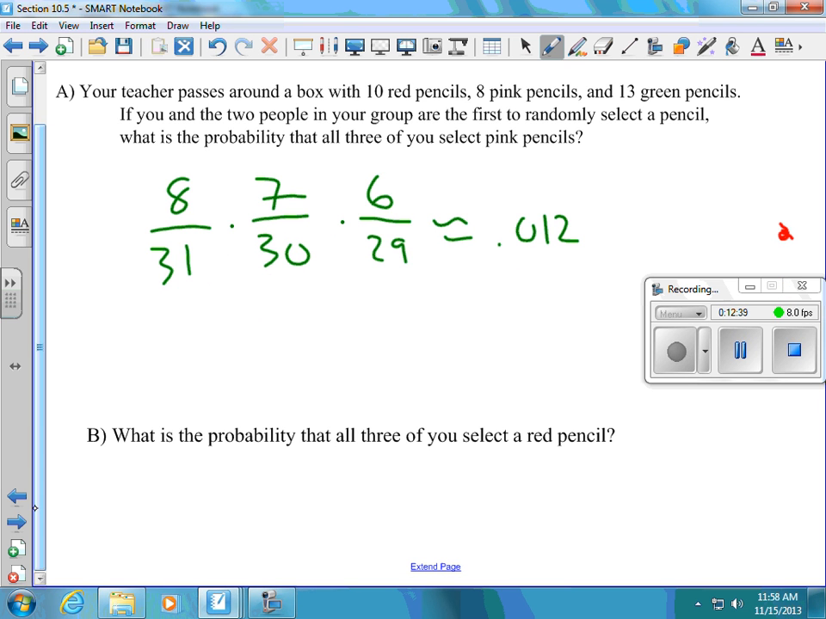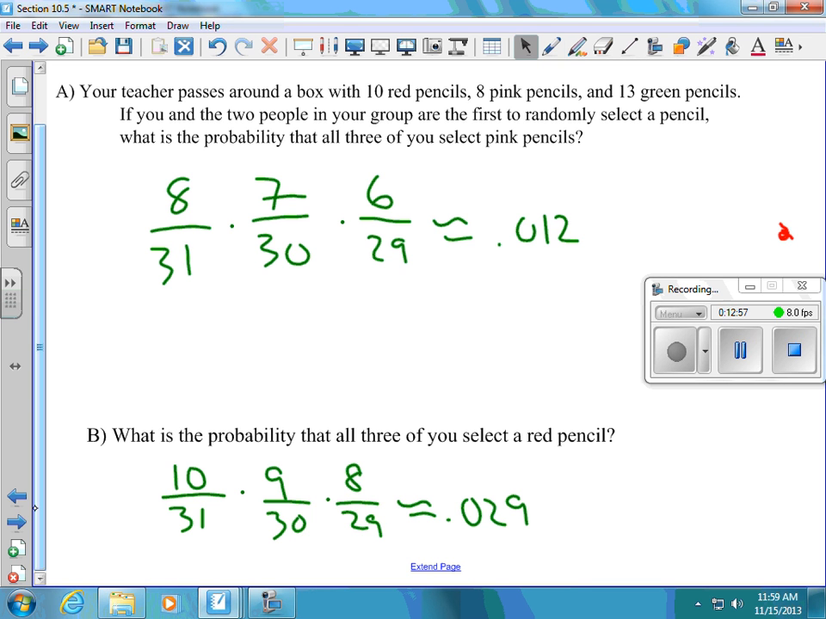What if it's the probability that all 3 of us select a red pencil? Very similar. There are 10 red pencils, so when I draw first, I have a 10 out of 31. The person sitting next to me gets a 9 out of 30, and the person next to them, 8 out of 29, or approximately 0.029. A little bit higher because there are more red pencils in the box.